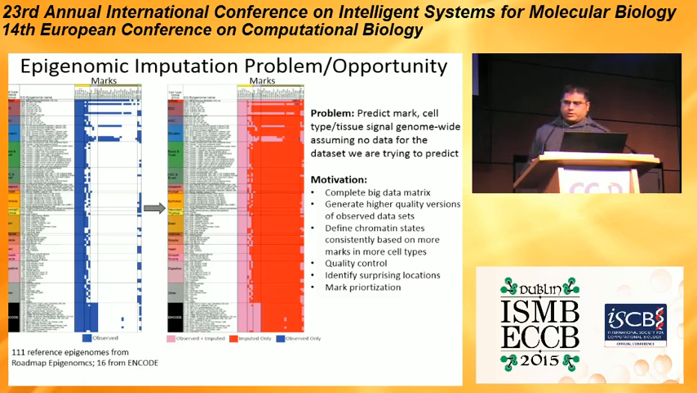Even if you didn't want to use the imputed data directly and you still generated the observed data, the imputed data gives you a prior on what you expect that dataset to look like. So it enables some unique applications, such as quality control, which I'll discuss. You can flag datasets for which the observed data doesn't agree with the imputed data. I won't have time to talk about this, but you can also use it to identify specific surprising locations, as well as prioritize marks that could impute other marks well for mapping.